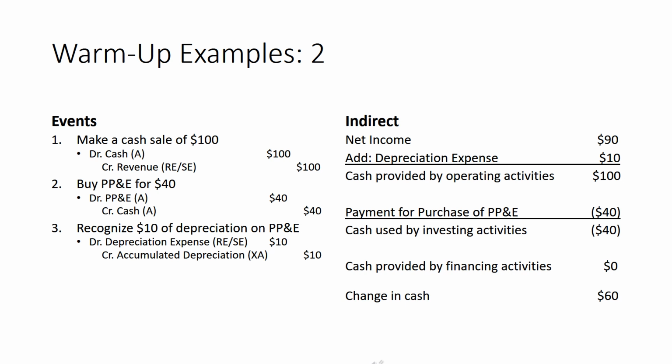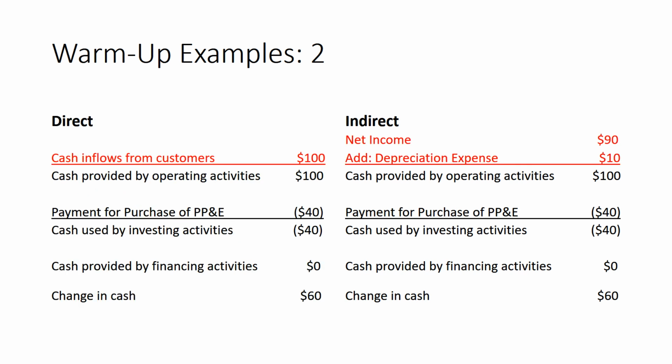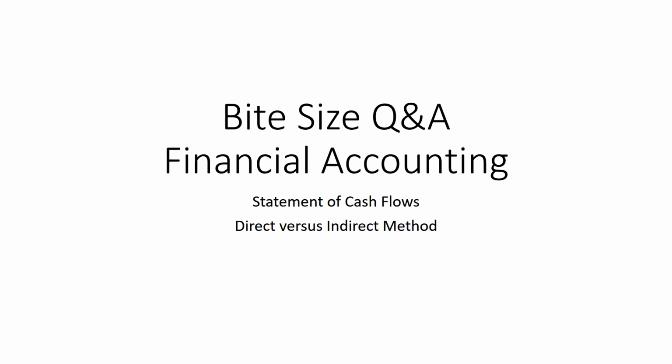Remember, the only difference between the direct method and the indirect method is in the operating section of the cash flow. Therefore, the investing and financing section, as well as the change in cash, look exactly the same as before. Under both methods, the cash provided by operating activities remains at $100. The only difference between the two methods is in the presentation. And now you know how to prepare a statement of cash flows using both the direct as well as the indirect method.